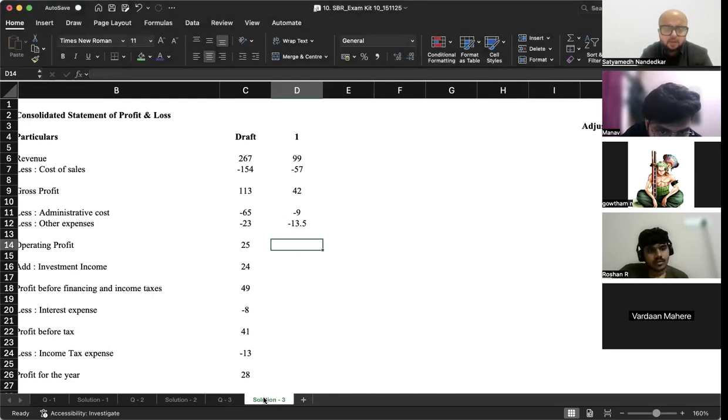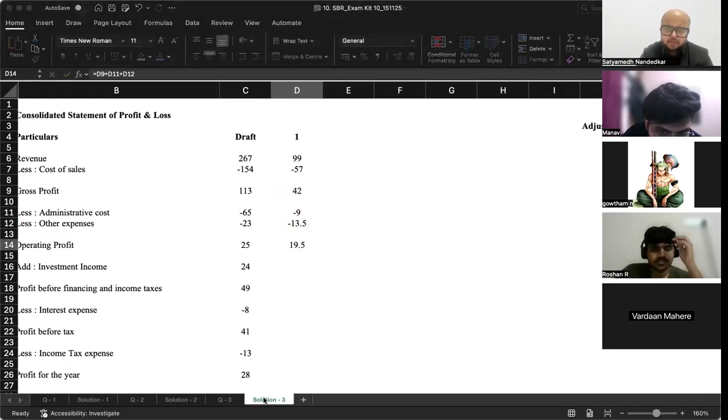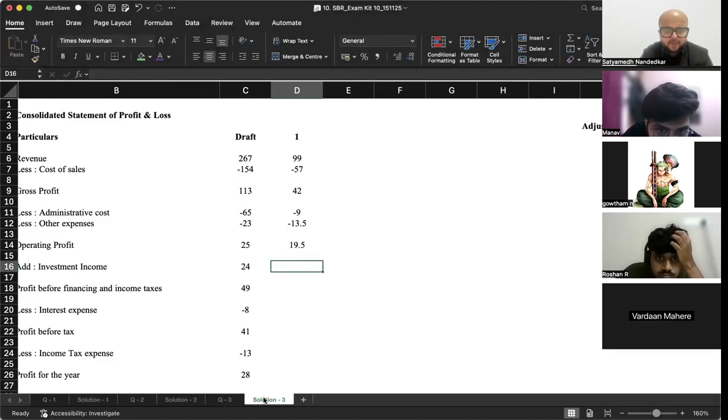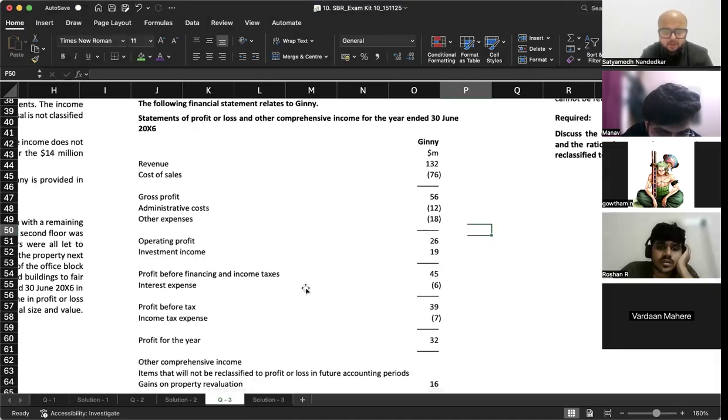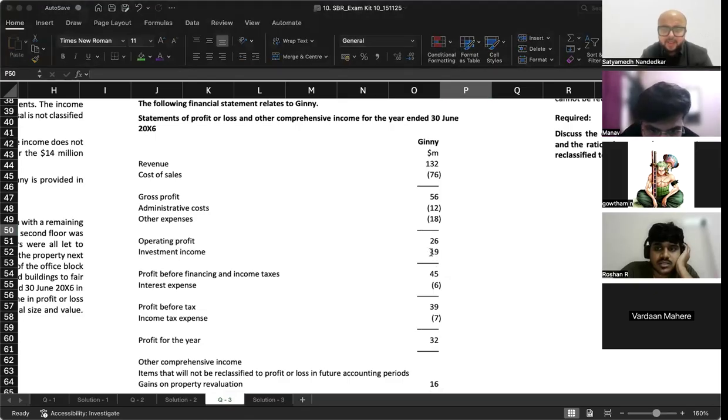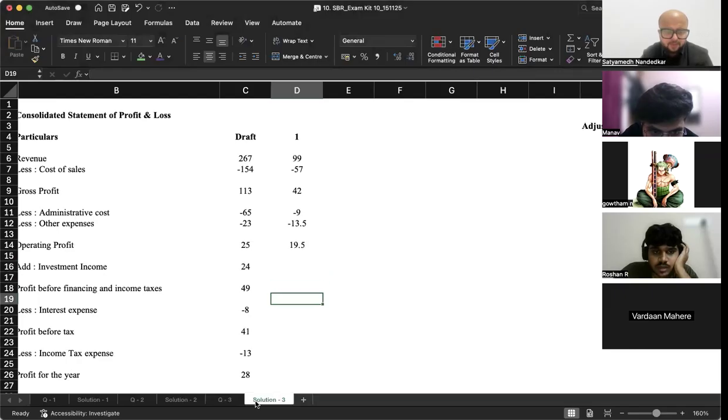Okay, then operating profit. Now see what else there is. Investment income is there. For that we have to adjust for that wrong calculation of 14. So keep this aside. Look at interest expense of 6. Should we adjust that? Yes sir, of course we should. So 6 into 9/12.